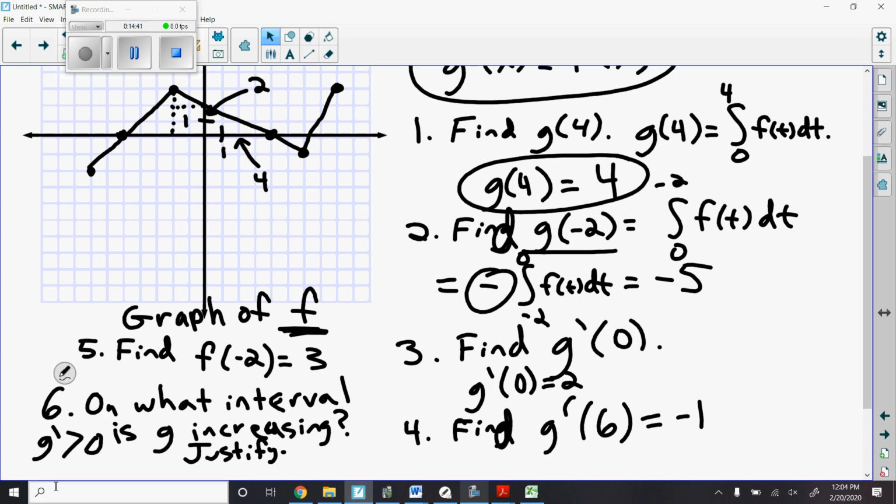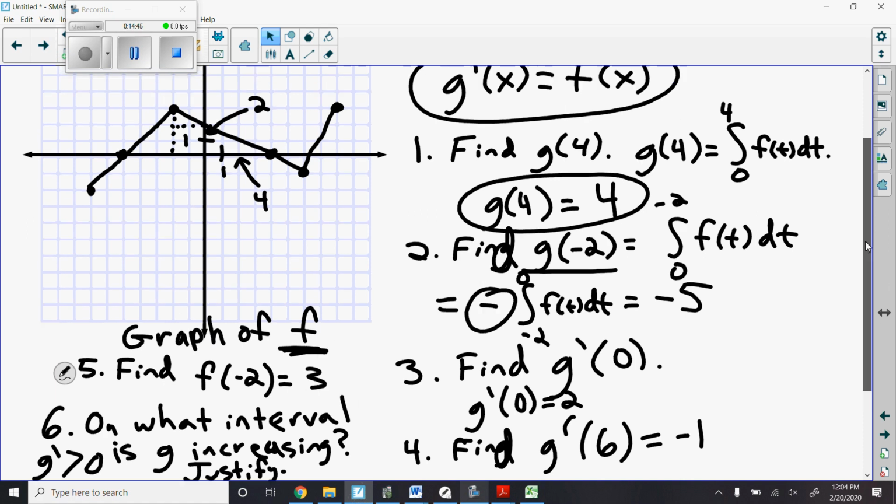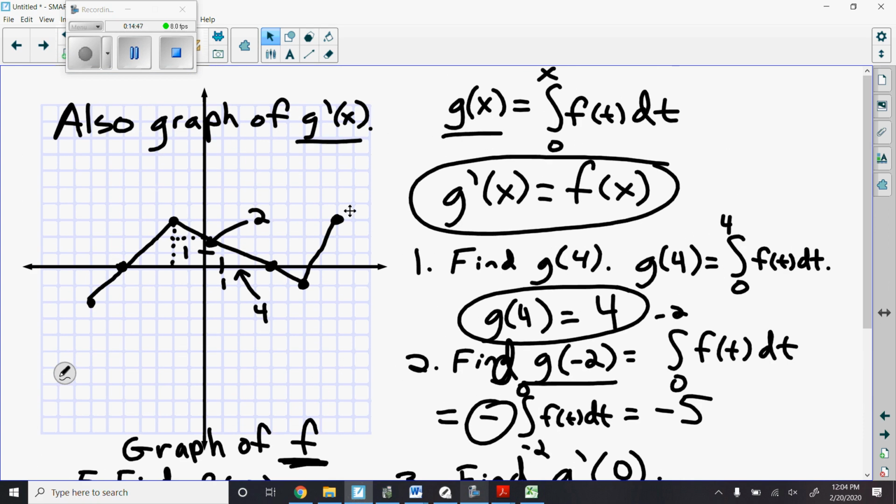Well, very simply, because I have the graph of G prime. I just want to know when this graph, G prime, is greater than 0. Well, I can see this graph is greater than 0 from -5 to 4, union, and this looks like about the half mark here, union 6.5 to 8.